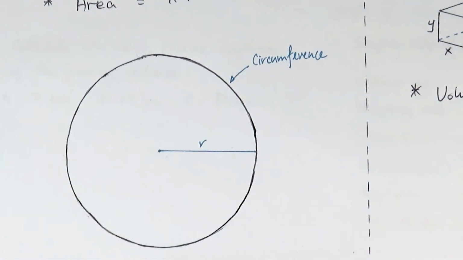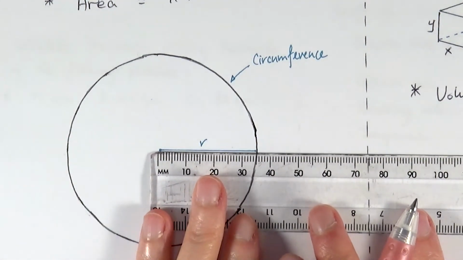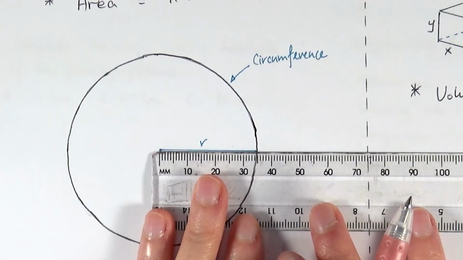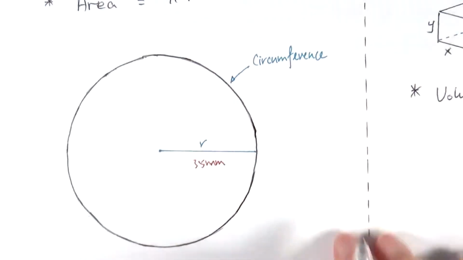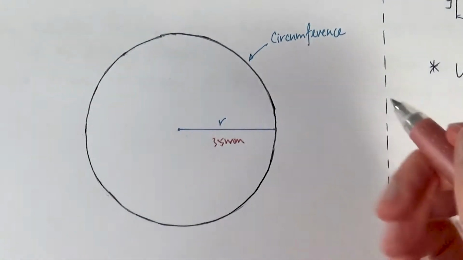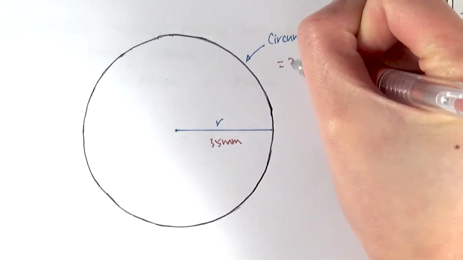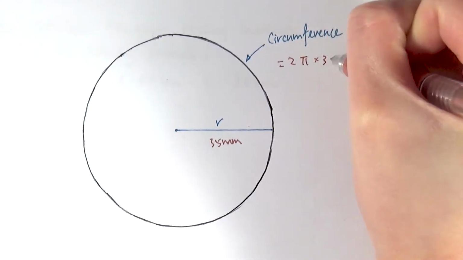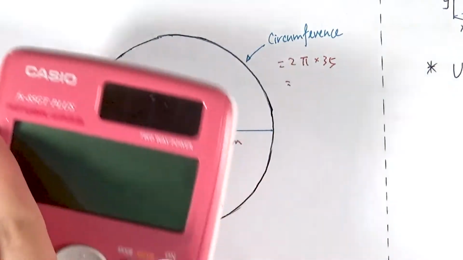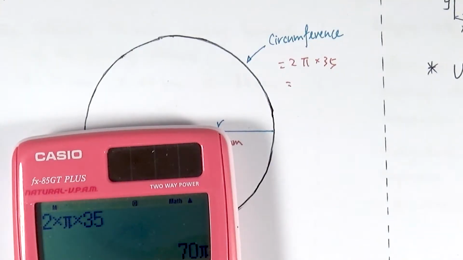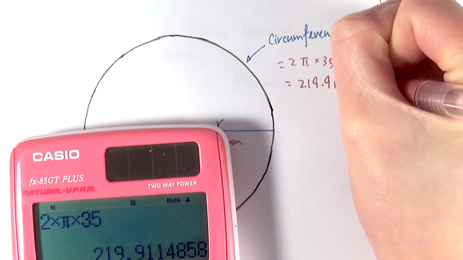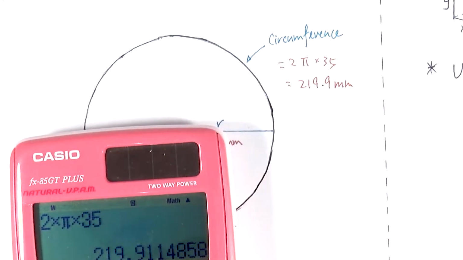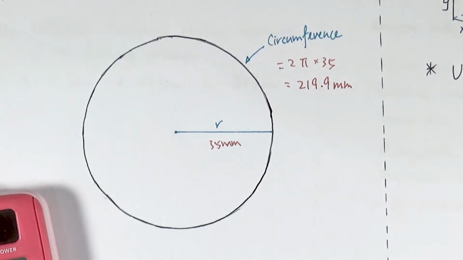And we've got a ruler here that I'm going to measure. And let's say I'm going to be looking at millimeters in particular. So if I'm looking at that, that's about 35 millimeters. Then therefore, I would know that the circumference would be 2 pi times 35. And therefore, if I just put it in the calculator here, then I would get 219.9 millimeters, like that. And that would be my circumference.